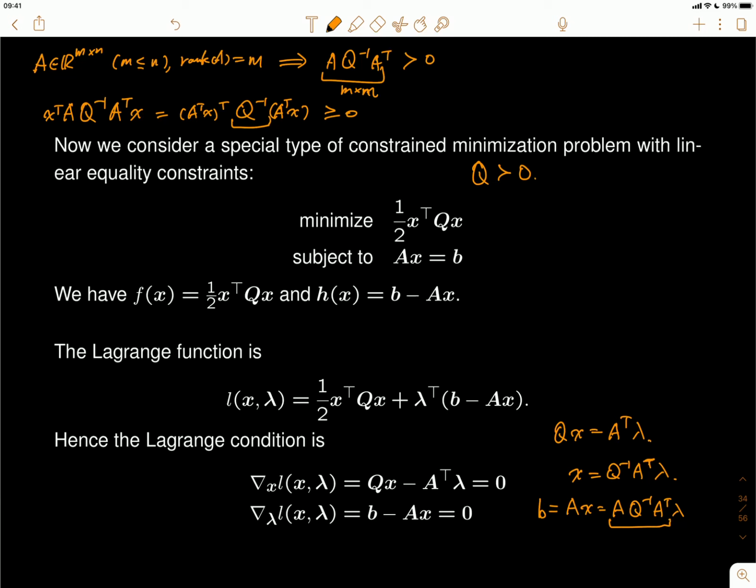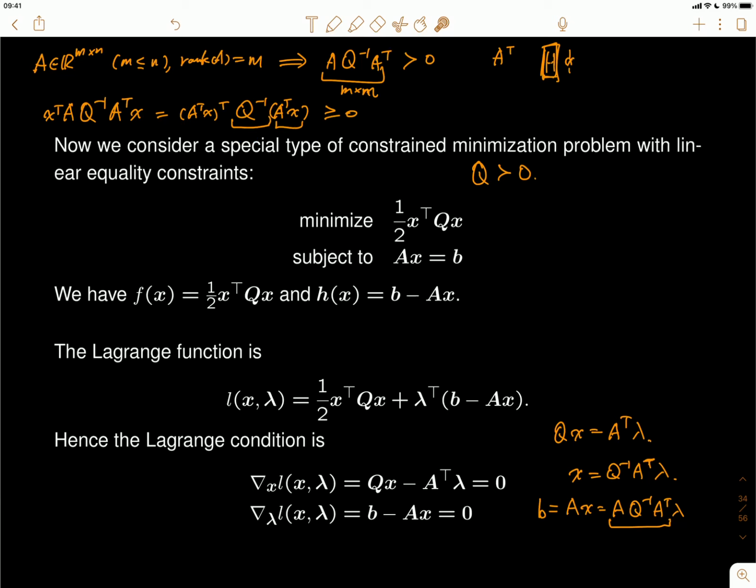For that to hold, I just need to show that when x is non-zero, A transpose x must be non-zero. That's easy to show because A has full row rank, which means A transpose has full column rank. It's this n by m matrix, and its columns are linearly independent. So if x is a non-zero vector, then A transpose x will be a non-zero vector, and when we multiply a non-zero vector on the two sides of a positive definite matrix, the result has to be greater than zero.